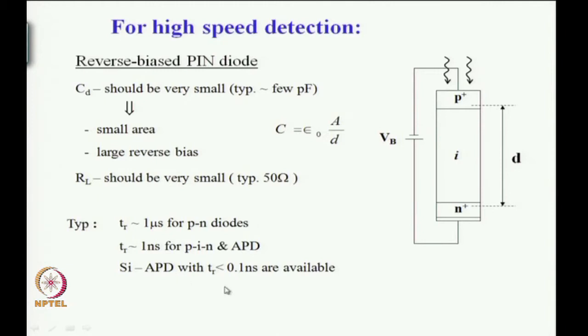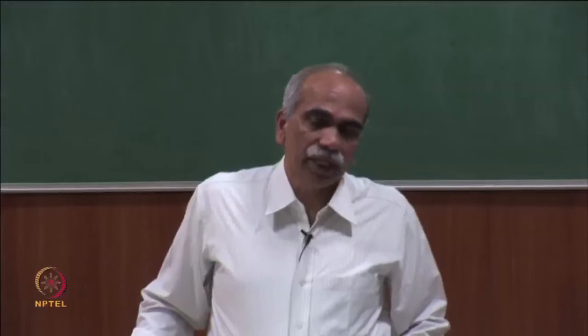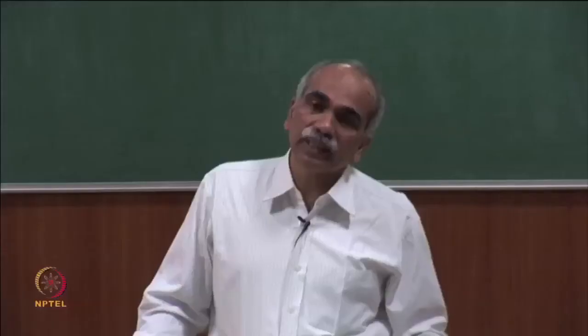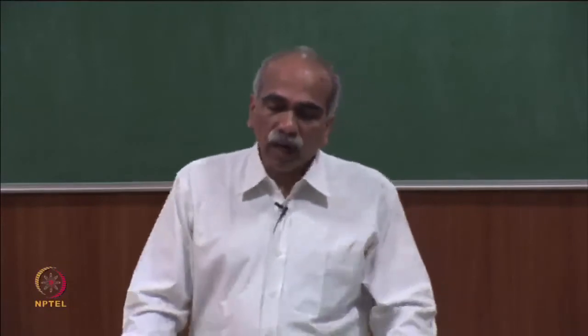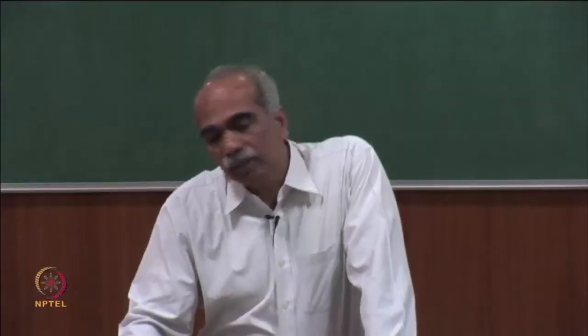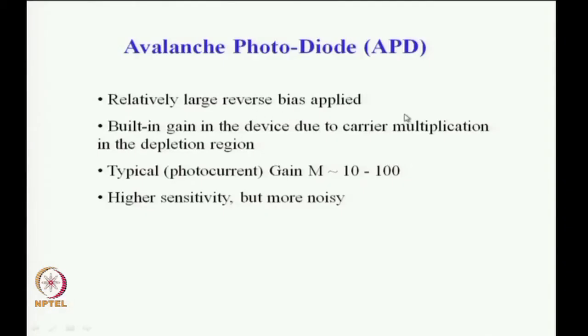Silicon APDs with the rise time less than 0.1 nanosecond are also available. With this, we switch to the next device, which is the avalanche photodiode. It is basically a PIN diode, but with a relatively large reverse bias, which provides avalanche gain. We will see what kind of numbers for the reverse voltage is applied. This depends on the material, silicon, germanium, indium gallium arsenide. I will give some numbers towards the end of the talk.